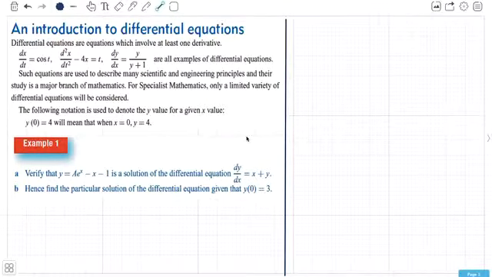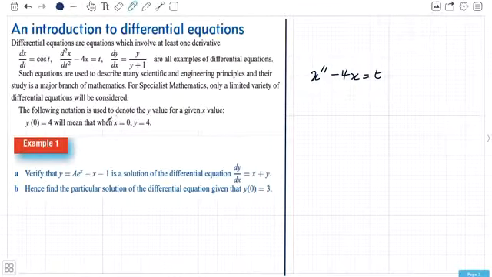In this chapter we're looking at differential equations, and a differential equation is simply an equation that involves at least one derivative. So here you can see that we've got dx/dt, we've got dy/dx, and here this is d squared x/dt squared, which would be the same as if you wanted to write it, x double dash minus 4x equals t.